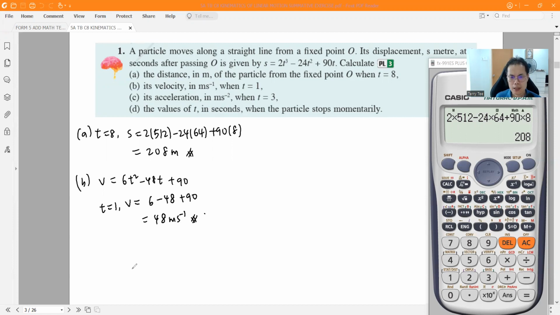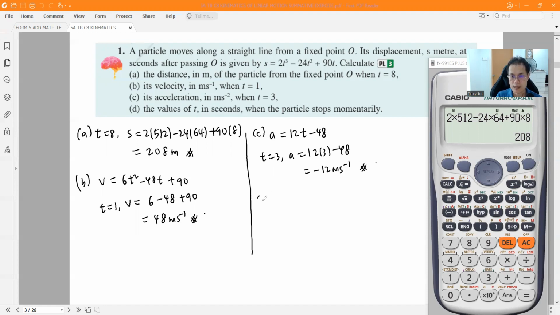Okay. Now, find its acceleration when t is 3. To find acceleration from the velocity function, we have to differentiate. Differentiate 6t squared, I'll get 12t. Differentiate negative 48t, I got negative 48. Now, when t equals 3, my a is 12 times 3 minus 48. 36 minus 48 is negative 12. There you go. That's your answer for C.